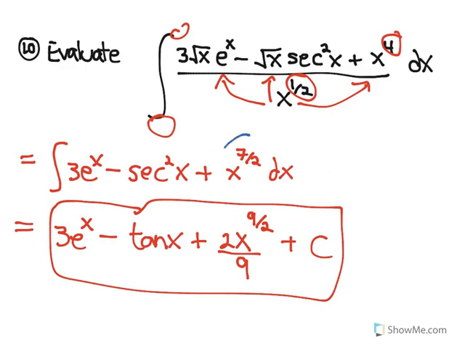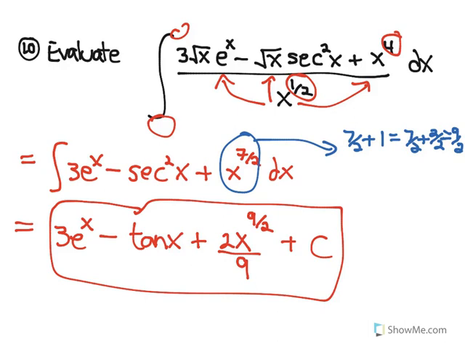Again, just to show how I did that last term, x to the 7 over 2. 7 over 2 plus 1, I must have come from 1 power higher. So that's 7 over 2 plus 2 over 2, which is the 9 over 2. And then dividing by a fraction is like multiplying by the inverse, or the reciprocal, I should say, 2 over 9.